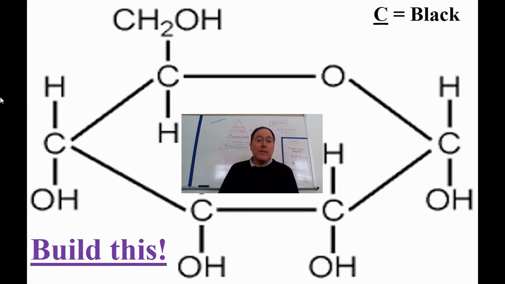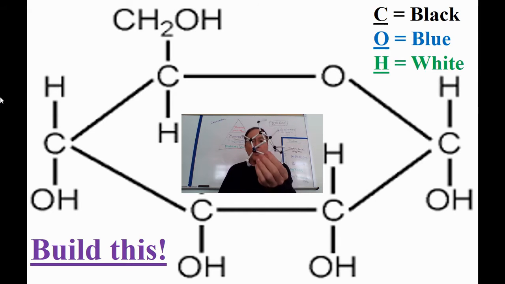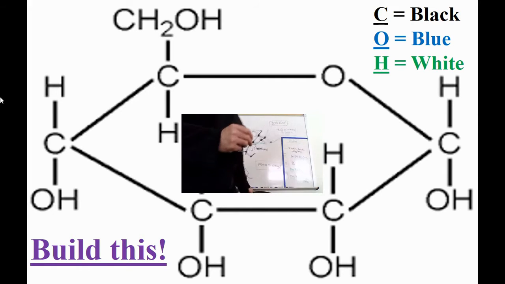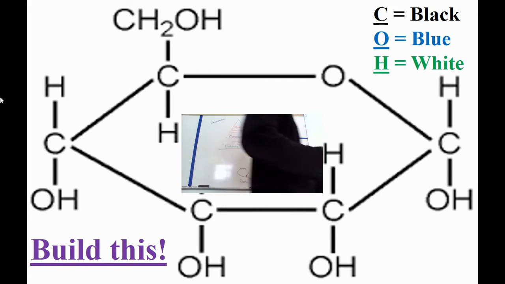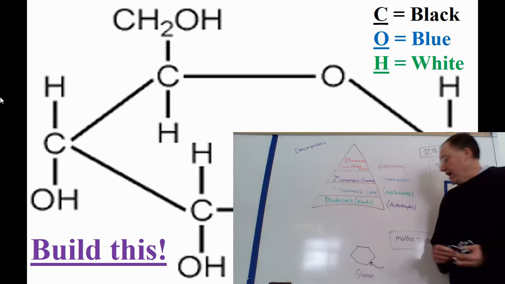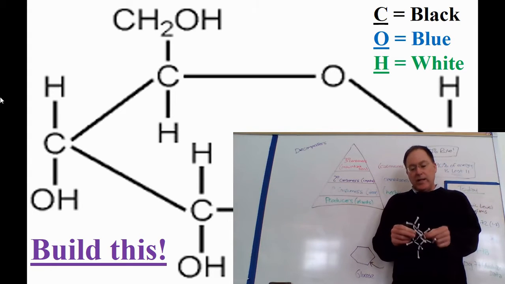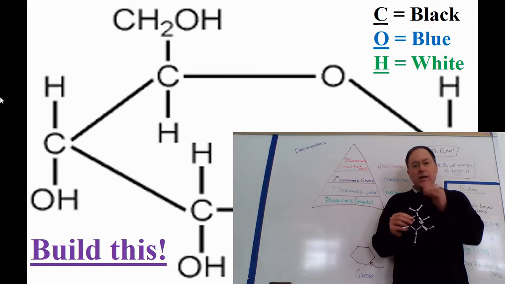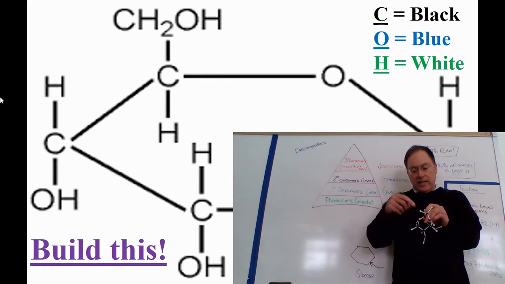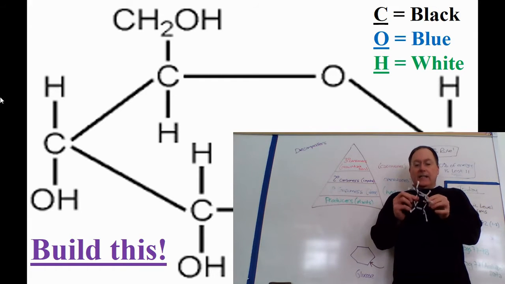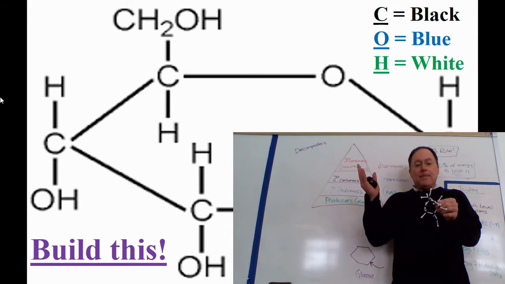If you notice up in the top right corner, if you were to build this, the carbon would be black, the oxygen would be blue, and the hydrogen would be white. The energy, as I've drawn this picture up here on the board with an arrow, is stored right here in the bonds that exist between the atoms. This is where energy is stored, and this is what we try to harness in cellular respiration, this energy right here. It's chemical potential energy.